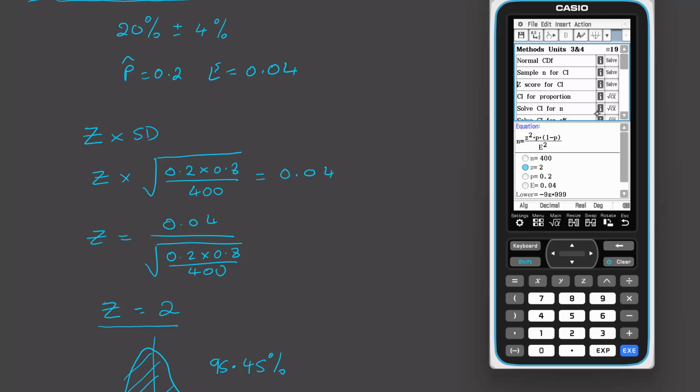And then we can go for Z score CI. The Z is 2 is already in there. And we solve for the confidence interval. And we get 95.45%.